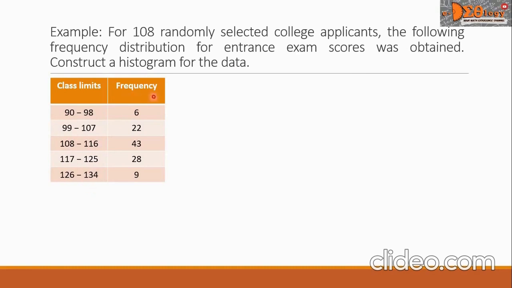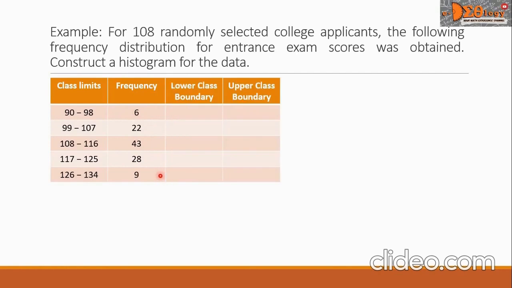The second column is for frequency. There are 6 observations for the first class interval: 22, 43, 28, and 9 for the other class intervals respectively. We need two more columns, and these are lower class boundary and upper class boundary respectively.